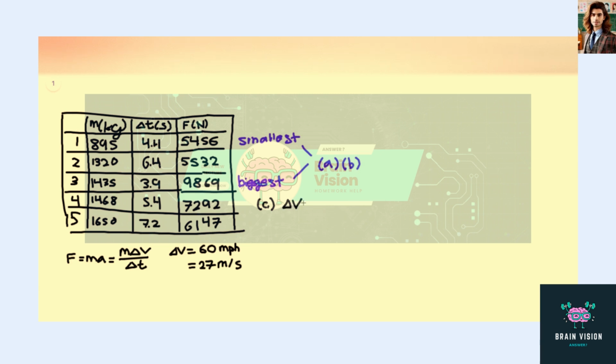So let me write that all down. Our new delta V is 100 miles per hour, which if we do a unit conversion gives us 44.7 meters per second over some new time interval, because it's a new experiment, of 8.6 seconds. Then what is this new force and how does it compare to the value in the table?